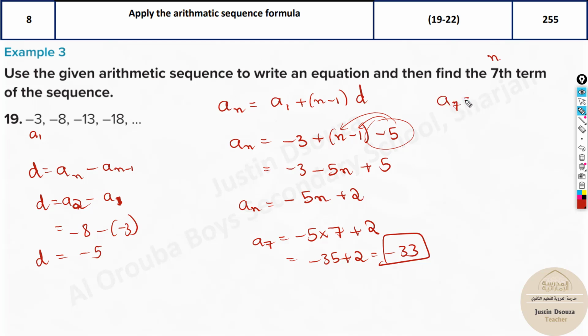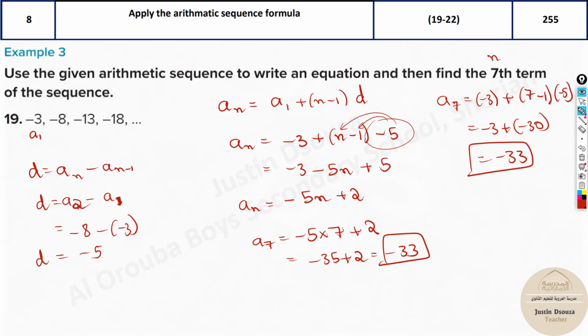So a7 will be equal to what? a1 is minus 3, plus 7 minus 1 times d, that is minus 5. Now put this in a calculator, you will get the answer. Let's do it directly in the calculator. We can do it over here manually, and you can try it in the calculator. Minus 3 plus 7 minus 1 is 6. 6 times minus 5 is minus 30 over here. Minus 30, now minus 33. The same answer you will get. It doesn't matter which formula you use.